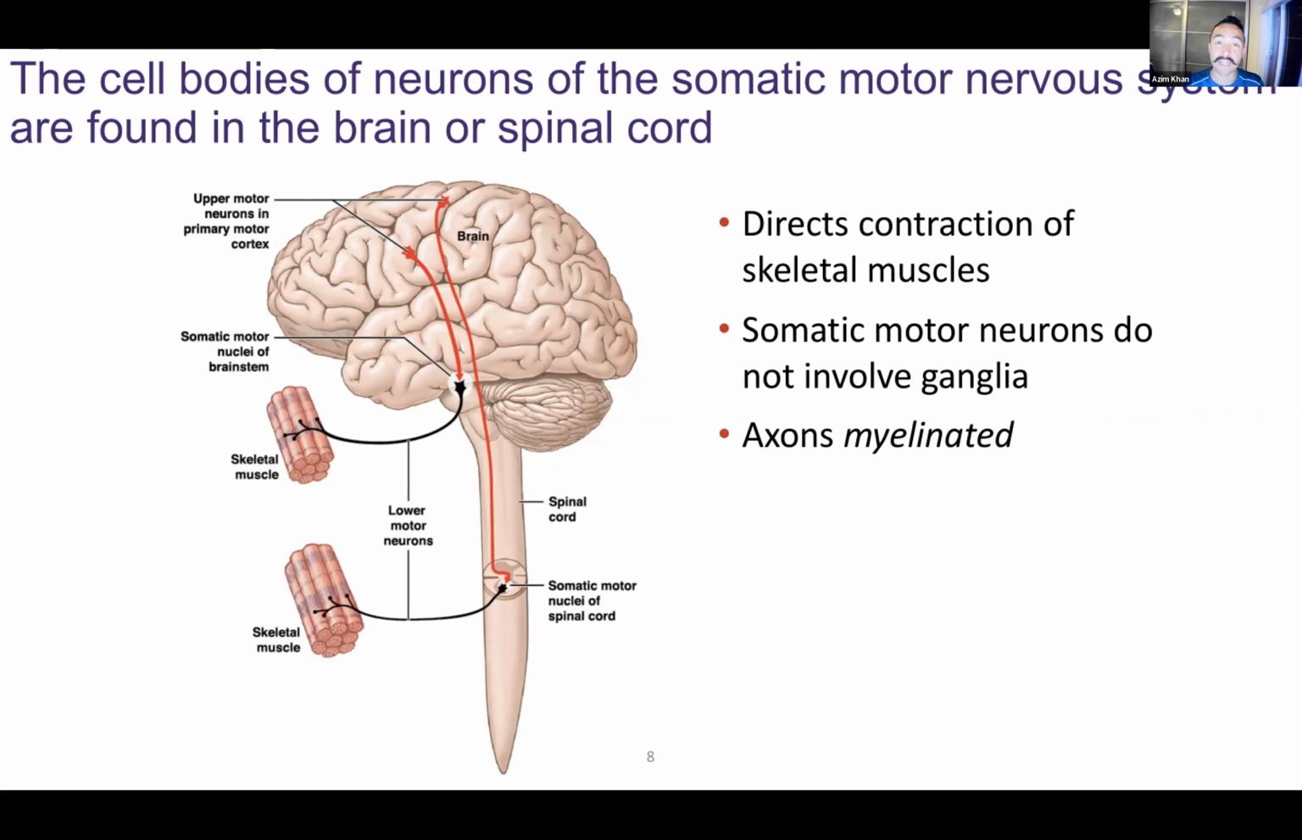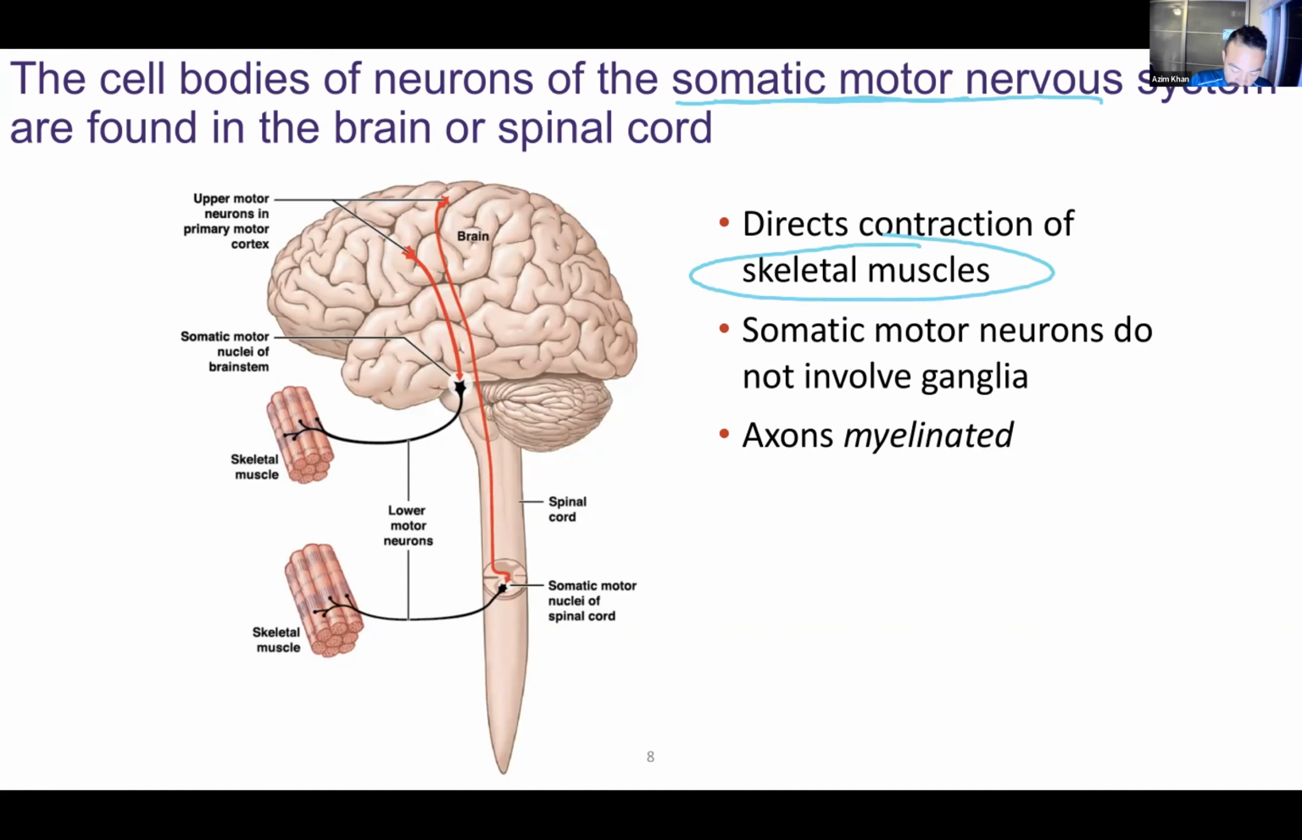We've talked about the somatic motor nervous system, which I'll recap here on this slide, on slide 8. And then we'll talk about the autonomic nervous system. So, recapping what we just talked about in the previous video about the somatic motor nervous system, when you have somatic motor neurons, you're controlling skeletal muscles. You have two neurons in this pathway.